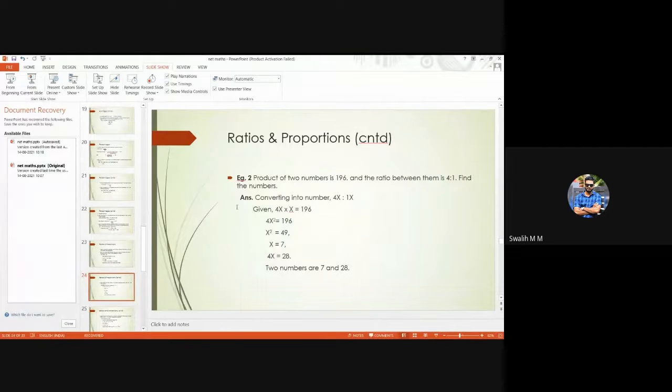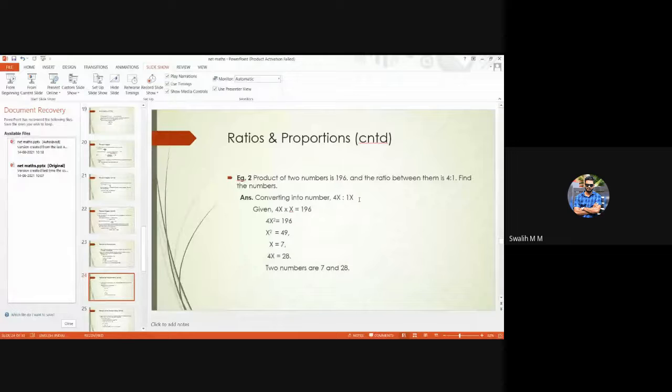Next question. The product of two numbers is 196, and the ratio between them is 4:1. Find the numbers. The product of the numbers is given. The ratio between the numbers is given. So instead of the numbers, we can put x. For the ratio of 4:1, 4x and 1x. And what is given? The product of the numbers is 196.